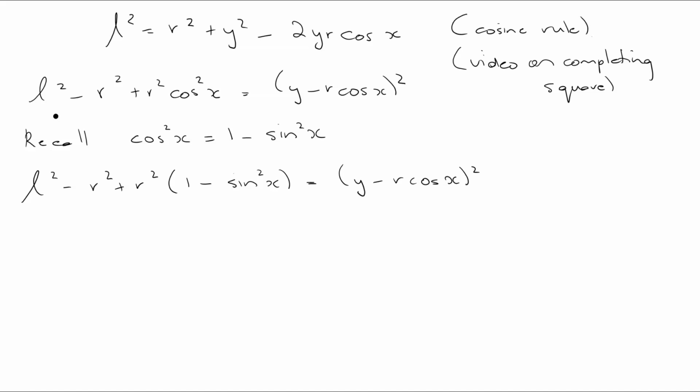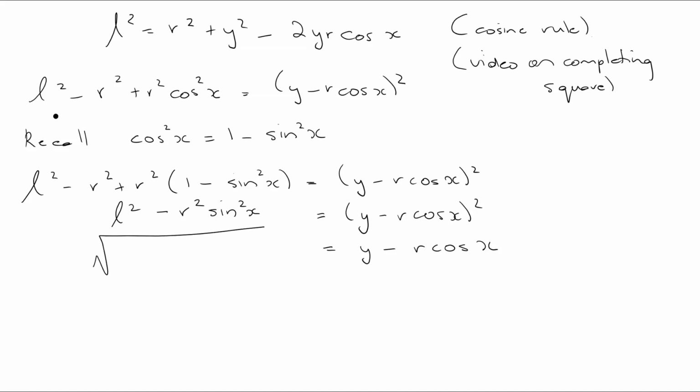And then if we expand the brackets, you'll see that the R squareds are going to disappear, and then on the left hand side we're just going to be left with L squared minus R squared sine squared X. Okay, we could take the square root of the right hand side very easily, and then we need to be careful taking the square root of the left hand side and to take it of all, so that we've got that.